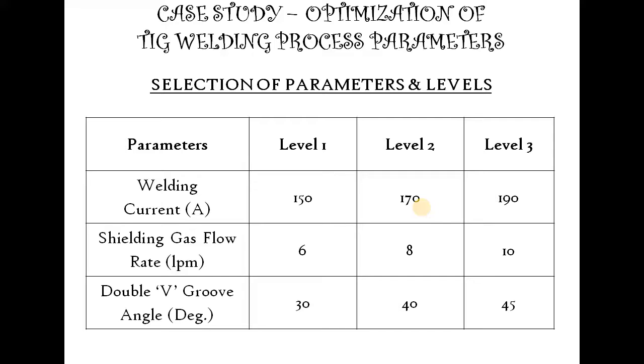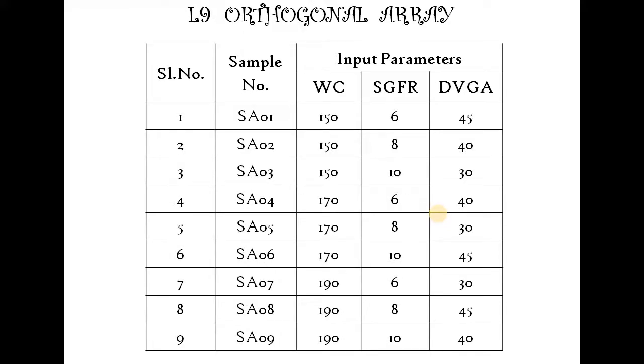The case study is the optimization of TIG welding process parameters. First you have to see the selection of parameters and levels. Here the experimenter took three levels and the parameters: welding current, shielding gas and V groove angle. The values are taken based on previous reputed journals, or otherwise based on the welder's experience, we choose the levels and factors.